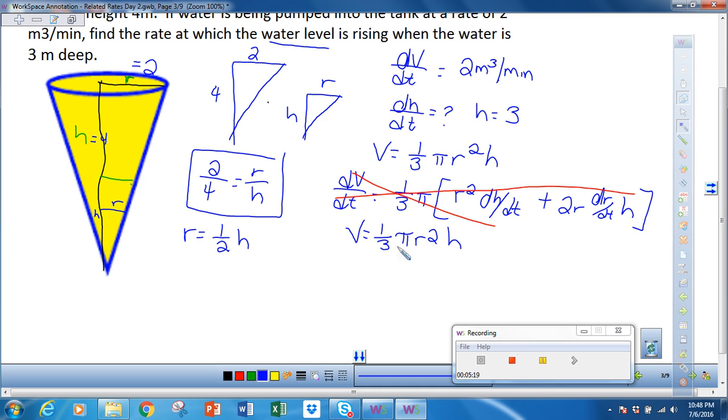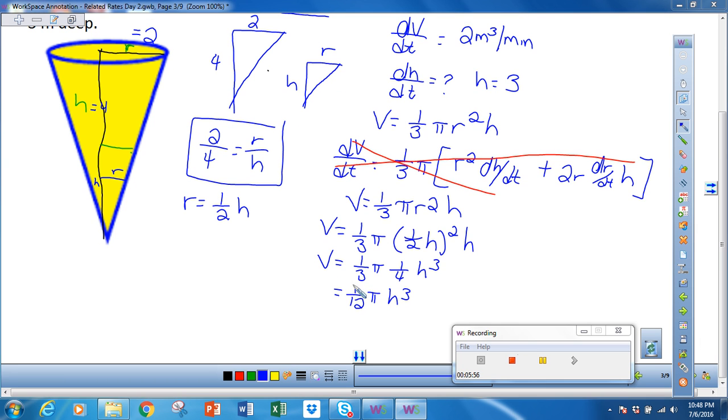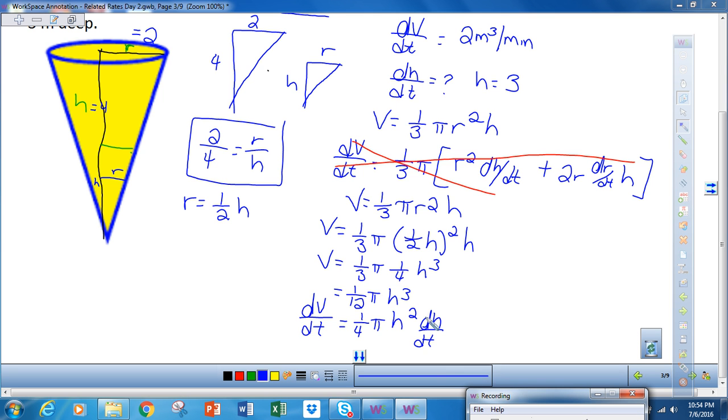In this equation, I'm going to replace r with 1/2 h. So this becomes V is equal to 1/3 pi times 1/2 h, squared. Multiplying this out, I get V is equal to 1/3 pi times 1/4 h cubed, which I can write as 1/12 pi h cubed. Now I can take the derivative with respect to t, which is 3/12, which is 1/4, pi h squared dh/dt. And now we have all the information that we need to find dh/dt.